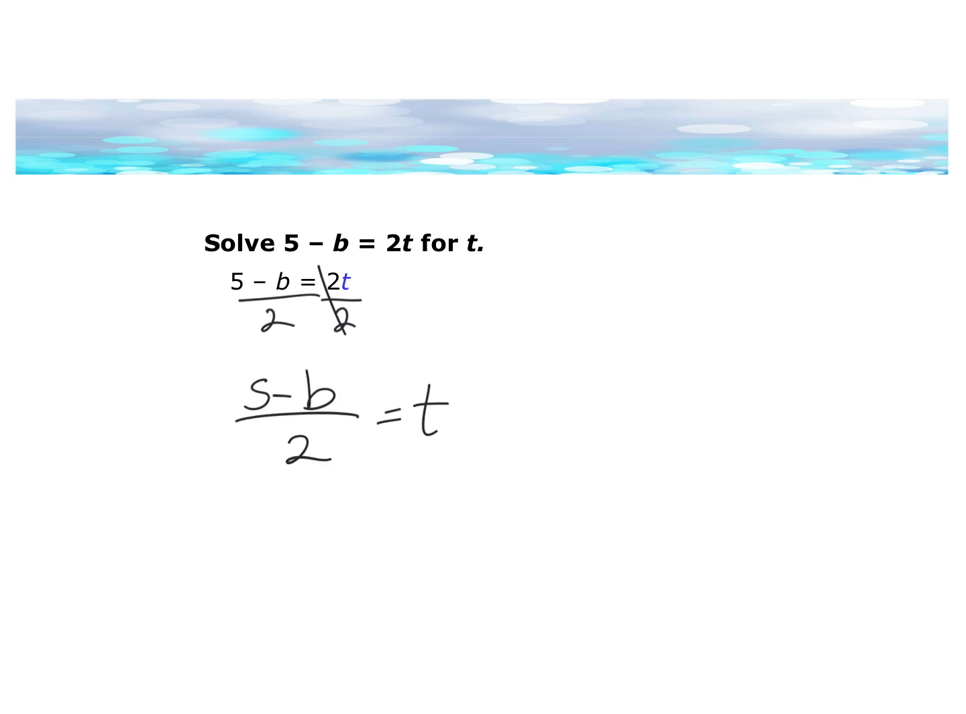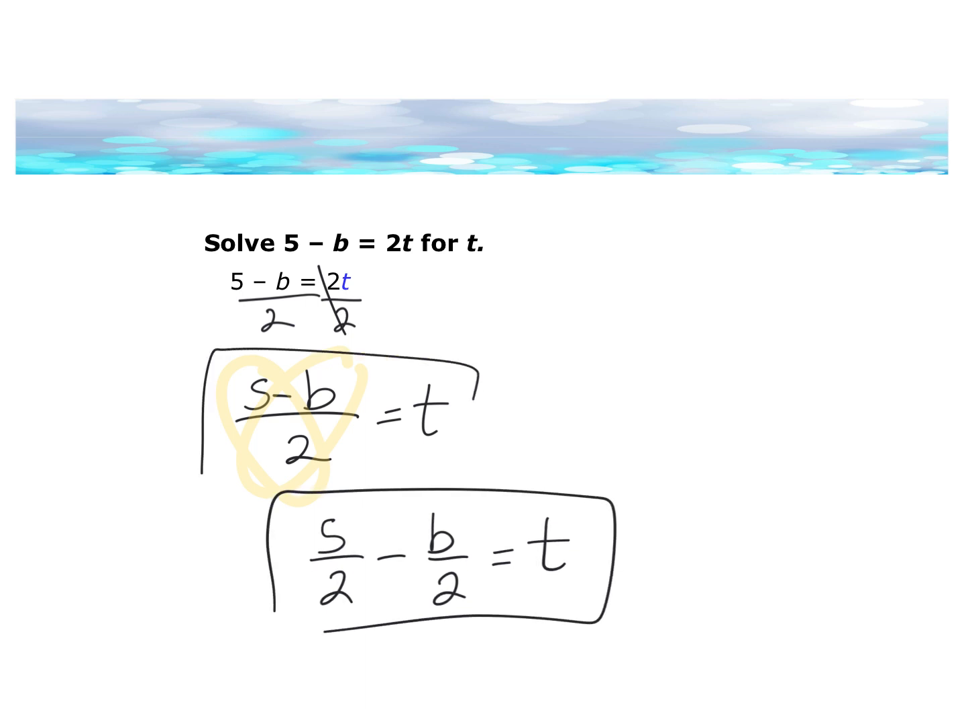But please realize, we already talked about this a few chapters ago, that 2 belongs to both of those numbers. You can also write it as 5 over 2 minus b over 2 is equal to t. I will accept either this one or this one, but please remember that it is both.